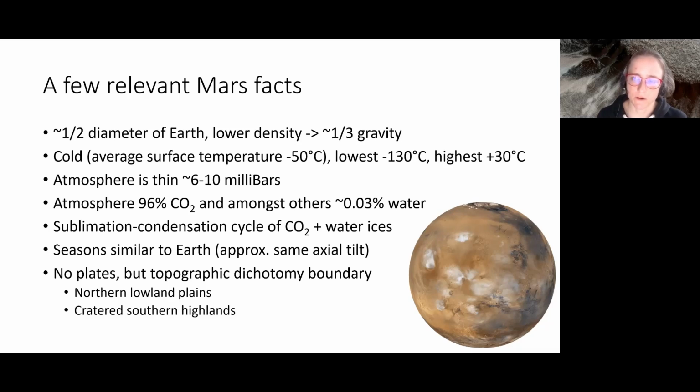Even though there's no plate tectonics, there are two distinct parts of Mars, two distinct surfaces, outlined by the dichotomy boundary, which runs approximately just a little bit north of the equator, where we can divide the planet into the northern lowlands plains, which is a younger surface with fewer craters, and the cratered southern highlands, which is at a higher relative elevation. And as the name says, there's lots of impact craters. And this is where we find the oldest surfaces on Mars.